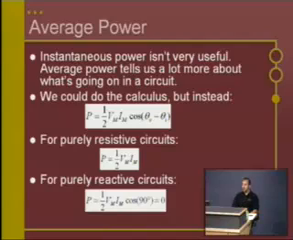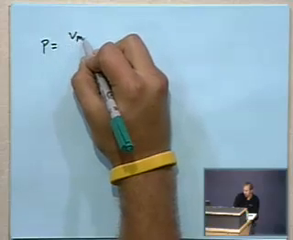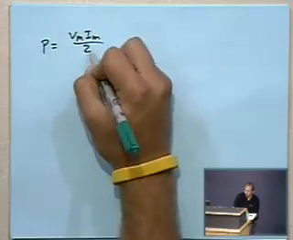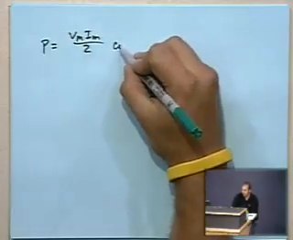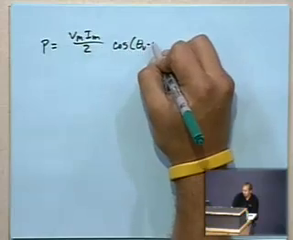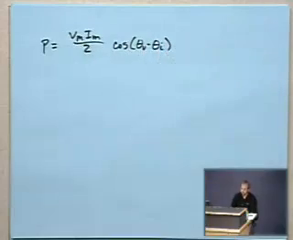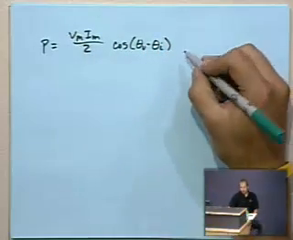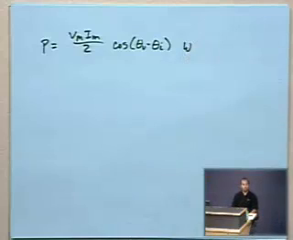So what that brings it down to is that the average power is the magnitude of the current times the magnitude of the voltage over 2 times the cosine of theta V minus theta I. And that's going to be your average power. It's a number that you can hold on to and say, here is the power.